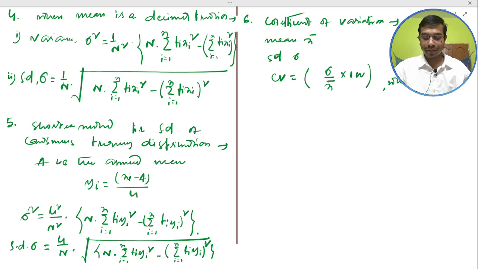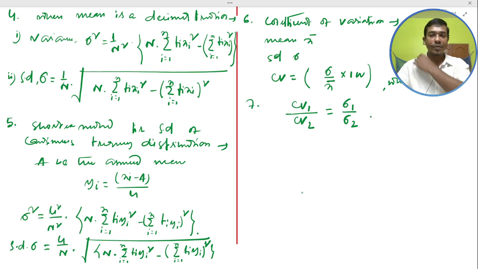Comparison of two frequency distributions with the same mean, number 7. The CV1 by CV2, the ratio of the coefficients of variation, is nothing but the ratio sigma 1 by sigma 2. That is, the ratio of the coefficient of variation of the frequency distribution of table 1 to that of table 2 equals the standard deviation of the frequency distribution of table 1 to the standard deviation of the frequency distribution of table 2.